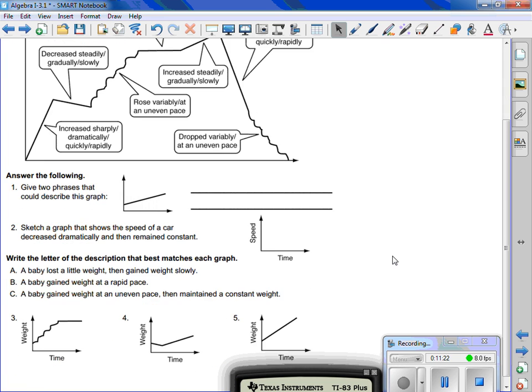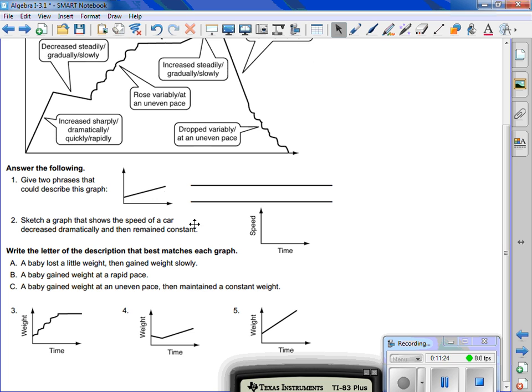So what I want you to do right now is give two phrases that could describe this. I want you to try to draw a little sketch here that could show me the speed of a car that decreased dramatically and then remained constant, and then match up 3, 4, and 5.